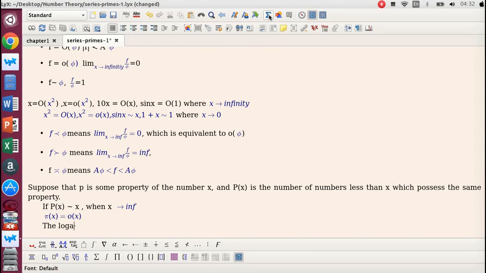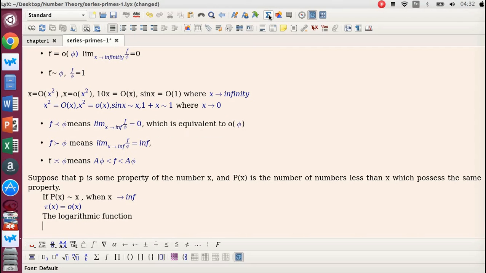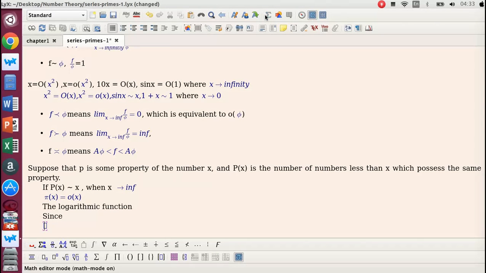We're going to introduce the logarithmic function, because the study of logarithms and the properties of logarithms are very important for the study of prime numbers. By the way, things that I did not provide a proof for are going to be discussed either in the next video, or in separate videos.